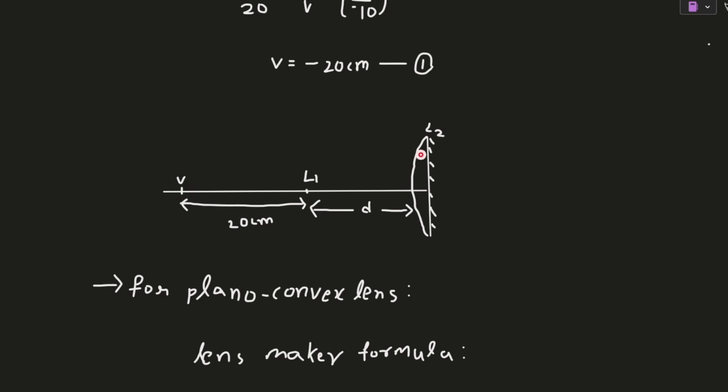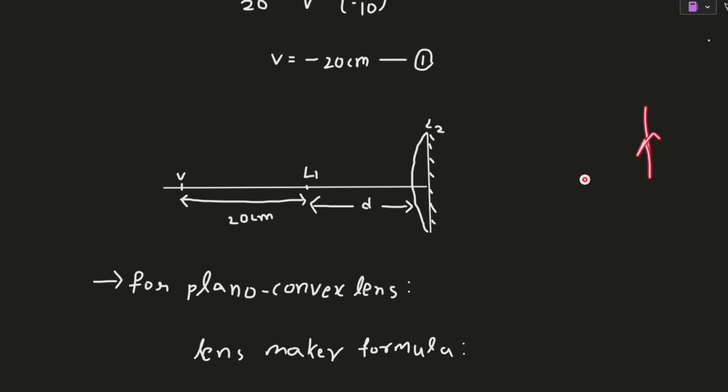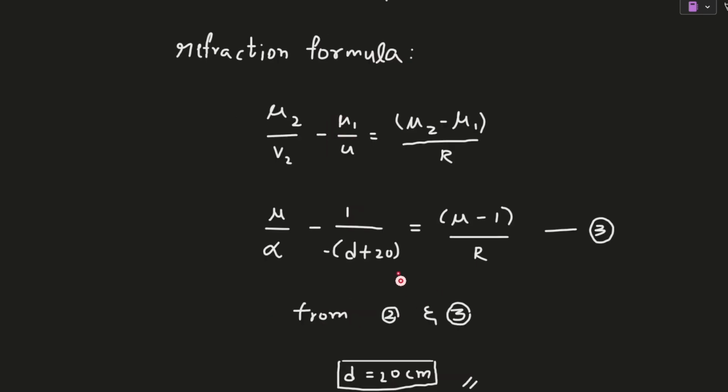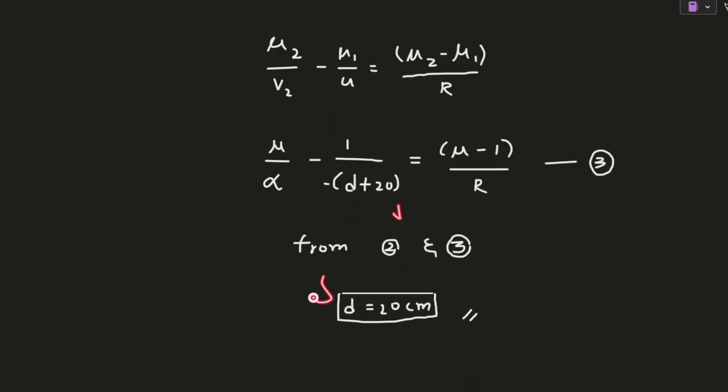We know that as the light falls normally, it retraces the path backwards. We substitute v2 as infinite, mu2 as mu, mu1 as 1 and u equals minus of d plus 20 centimeters. After doing the calculation we finally got d equals 20 meters.